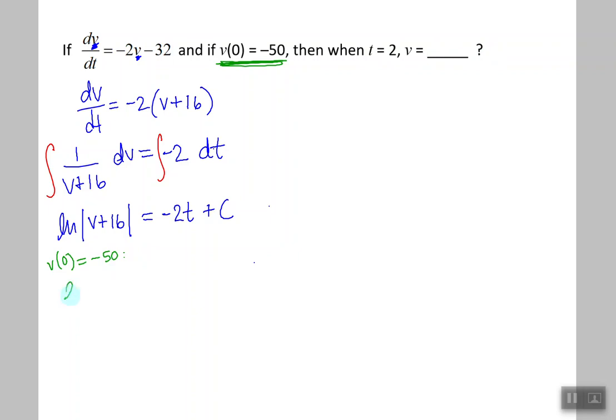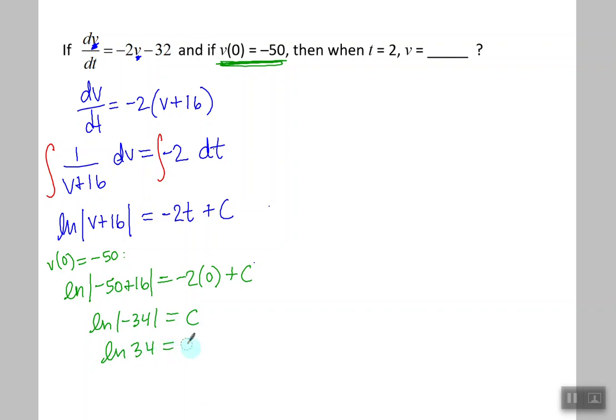V is negative 50, so natural log of negative 50 plus 16, I've plugged in negative 50 for v, equals negative 2 times 0 plus c. Doing a little bit of simplifying, that's 0. This is negative 34, so the natural log of the absolute value of negative 34 equals c, or rather, the natural log of 34 equals c. I can rewrite then my general solution into the particular solution. Natural log of absolute value of v plus 16 equals negative 2t plus natural log of 34.